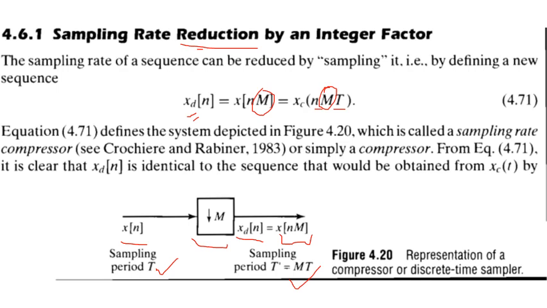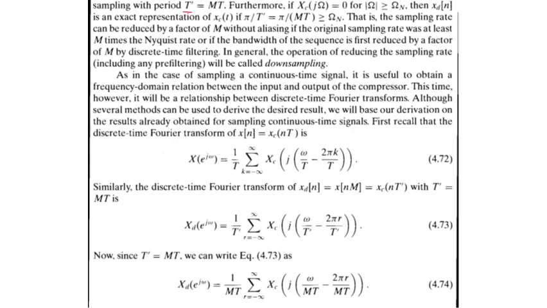Now we will look into the spectrum, and before looking at how the spectrum expands, let's have a look at the equations of sampling first, in which we are using MT rather than simply T. So you can see here the sampling period is not simply T, it is MT. Here M is the value of the compressor, the factor by which you want to compress the time-domain signal, and it is also known as downsampling.